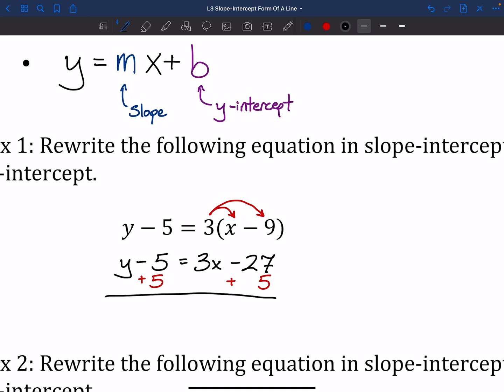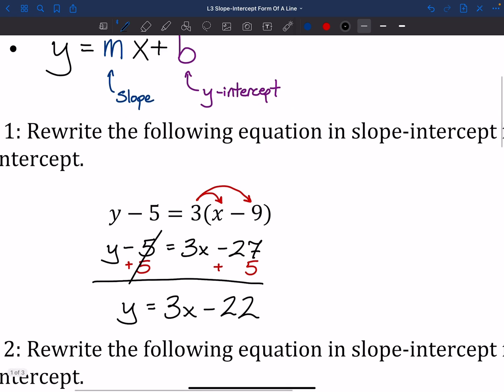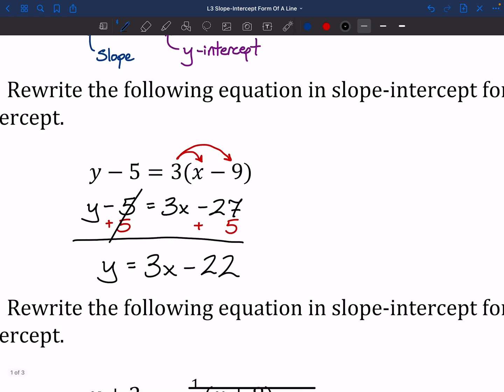All right, so we're going to add 5 to each side. When I do that, those 5s cancel each other out, which is good. That's what we hoped for. And on the other side, we've got 3x, and then negative 27 plus 5 will bring me up to negative 22.